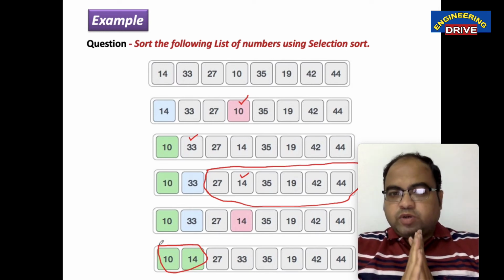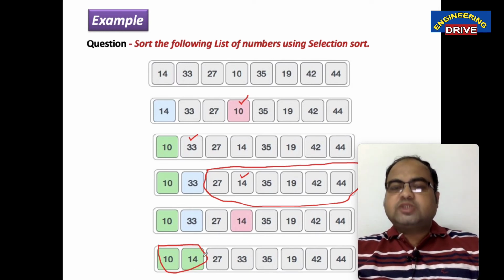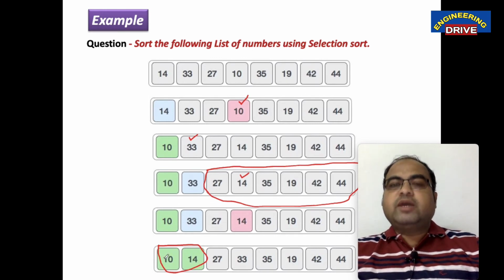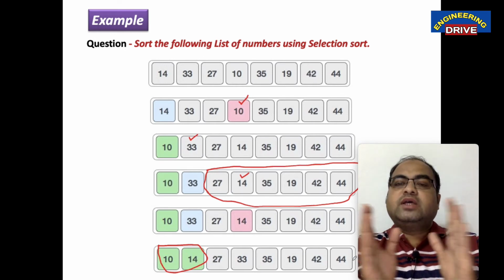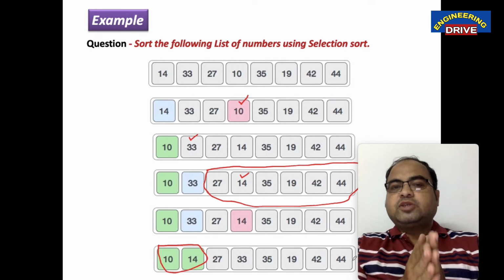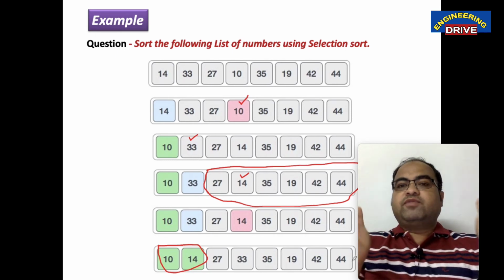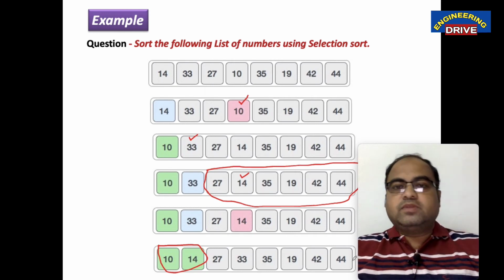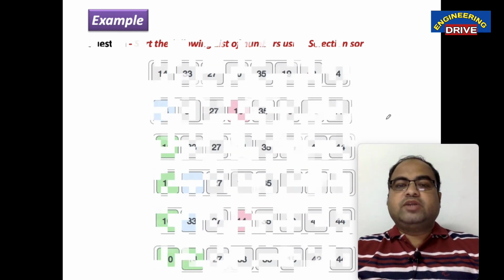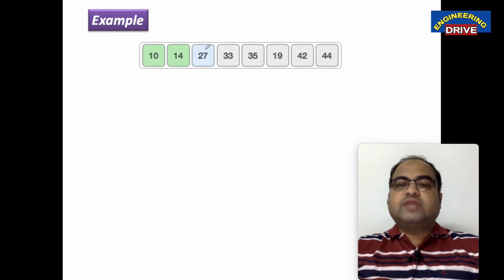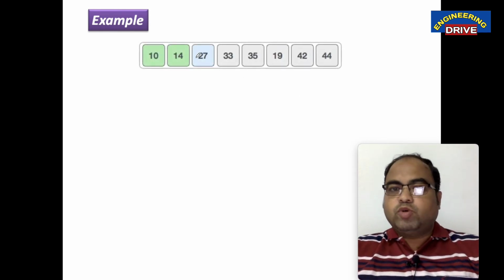Now if I ask you one question, which is the sorted array here and which is the unsorted array here? This 10 and 14 will become the sorted array. 27, 33, 35, 19, 42, 44 will become part of the unsorted array. So what is the main purpose in our selection sort algorithm? On the left side we will get the sorted array, on the right side we will get the unsorted array. Clear? Now tell me which number I need to select next. I need to select the number 27, which is the leftmost element now.